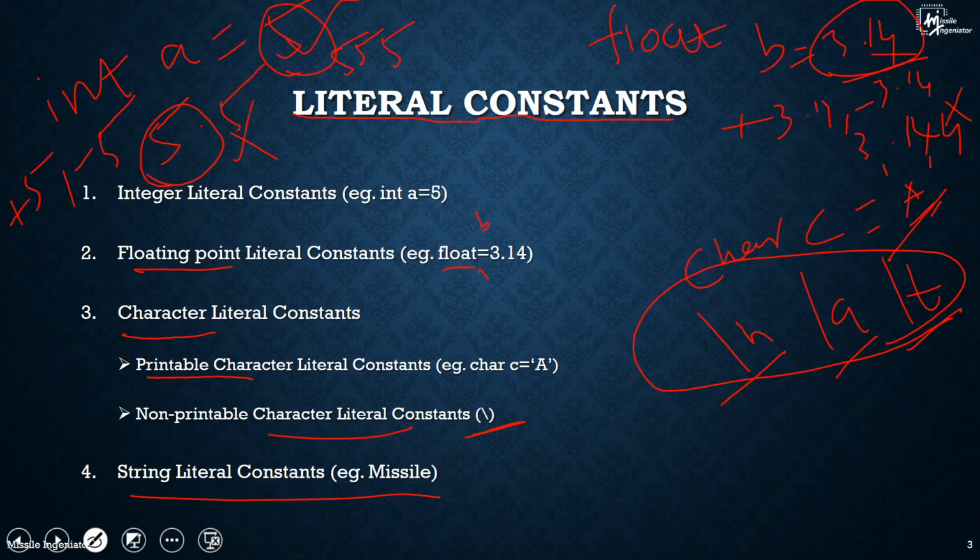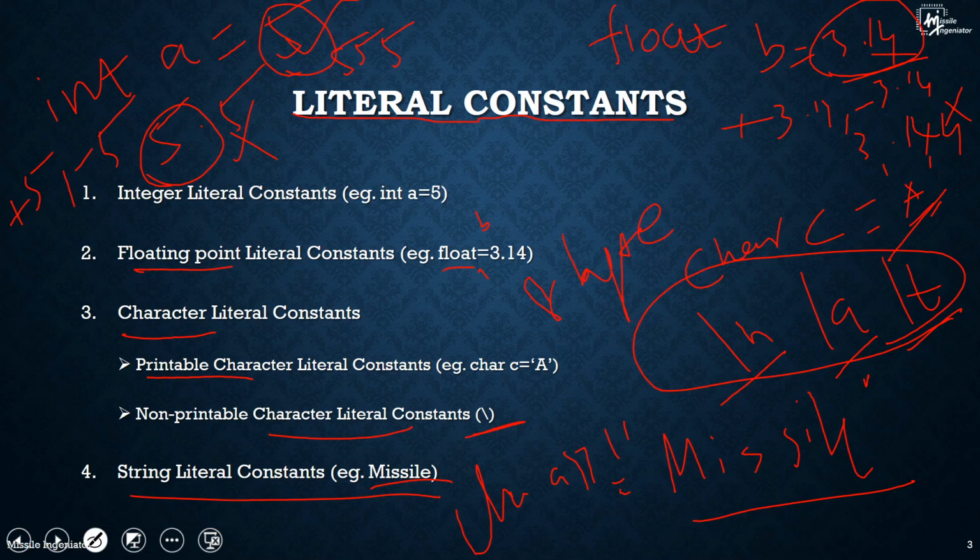The string stores like an array of characters. Suppose I give "missile" in a char array of values. I store this, so I use "missile". In "missile" you can count how many letters there are: 1 2 3 4 5 6 7. There are 7 letters, but the memory allocation will take 8 bytes, because the end of the string will have null as 0. So though it carries 8 bytes, the length will be considered as 7. So this is a string literal constant.